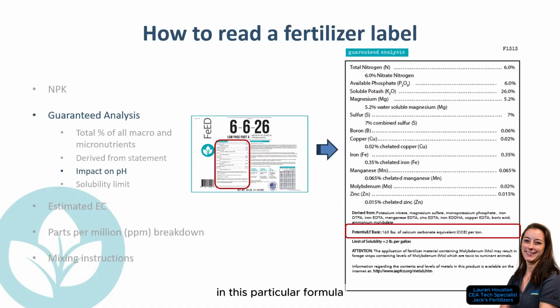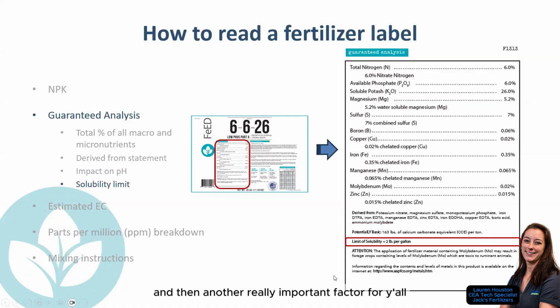So for example, in this particular formula, the potential basicity is 163 pounds of CCE. So it would be more potentially basic than a formula that said, for example, 50 pounds CCE, but it would be less potentially basic than something that was labeled as 200 pounds CCE.